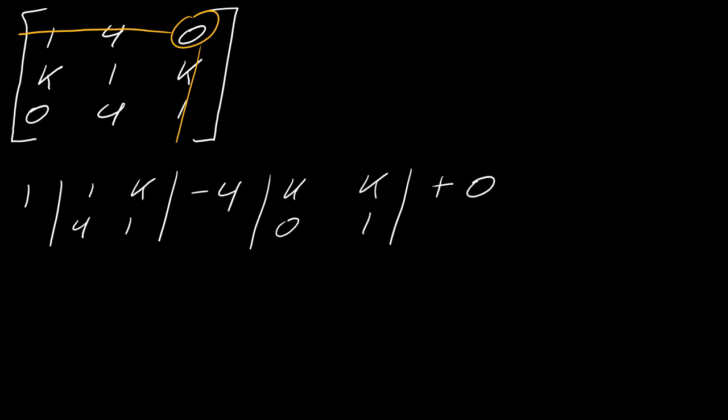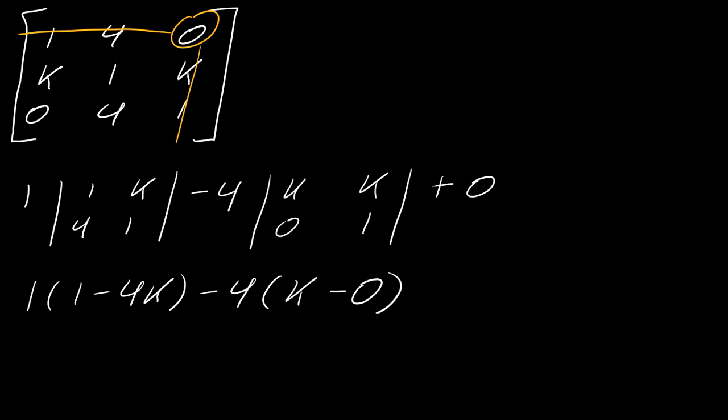Okay, so now let's finish calculating all of this. If I set up all the work for my determinant, so I assume you know how to find a determinant, this is the work that I've got here. So this is going to turn into 1 minus 4k minus 4 times k minus 0. And then this plus 0 just drops out. So I just continue on and collect my like terms. This gives me 1 minus 4k minus 4k. So ultimately, this determinant is 1 minus 8k.